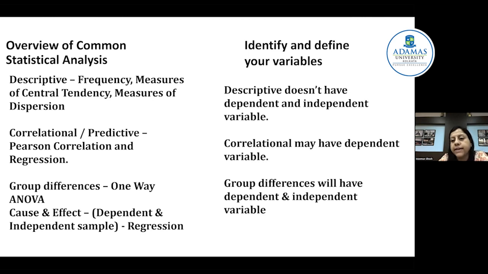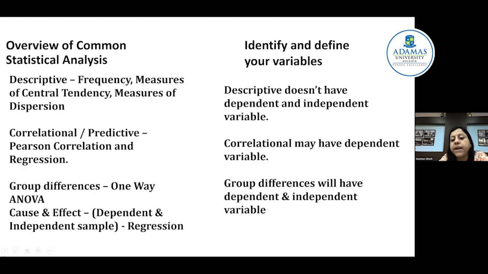When we are doing a descriptive study, there is no need to identify the dependent and independent variable. We are concerned only with describing the data. But in correlational designs, we may have dependent variables. We will have bivariate analysis, but here also understanding the dependent variable is more important than understanding the independent or any other variable. And group difference is more about dependent and independent variables. This is how we look at the data set.